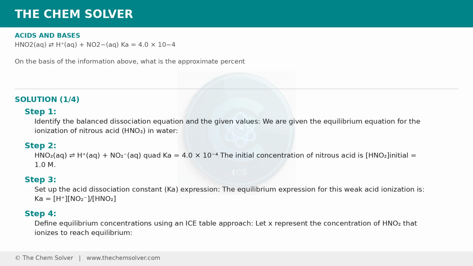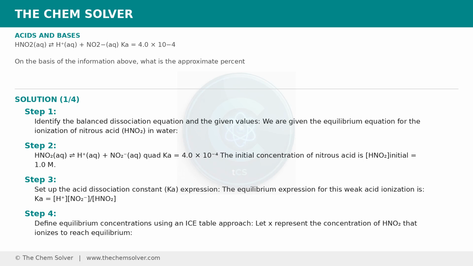Identify the balanced dissociation equation in the given values. We are given the equilibrium equation for the ionization of nitrous acid, HNO2. In water, HNO2 is in equilibrium with H⁺ and NO2⁻. Ka equals 4.0 times 10 to the power minus 4.